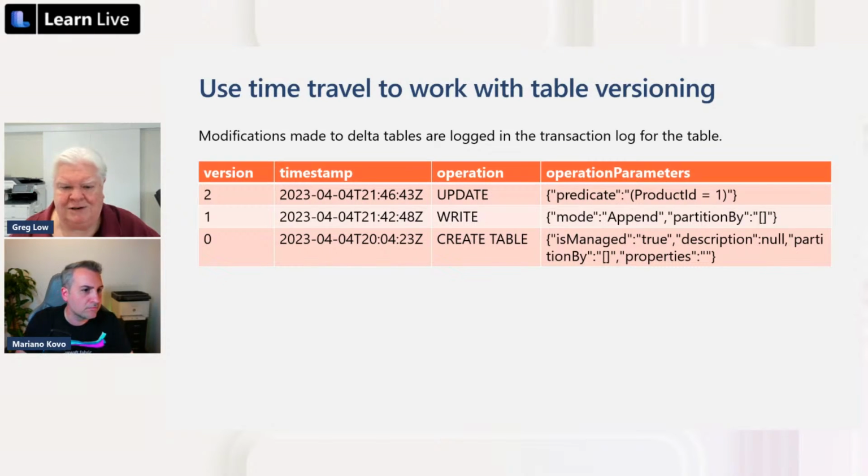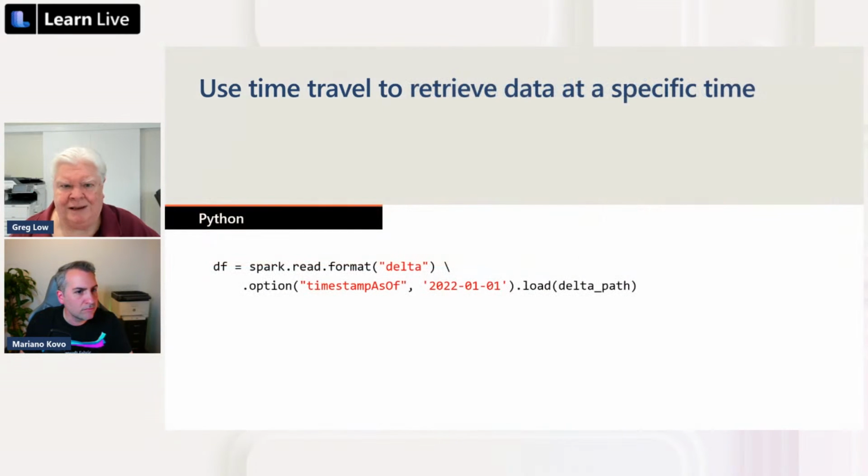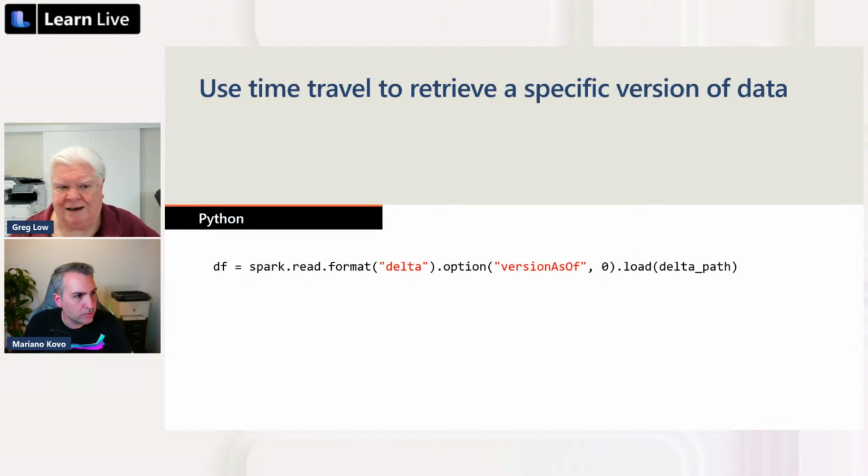Why that becomes useful is I can do time travel. If I wanted to say, show me what the data looked like at a particular timestamp, this is what I can do. I'll have a data frame. I'll say spark.read.format delta, with an option timestampAsOf, and then put the date and time that I want, and then load the data from that path that I defined earlier. I can also do a specific version of the data. Instead of timestampAsOf, I can say versionAsOf and 0. This shows me, in this case, the original version of the data.